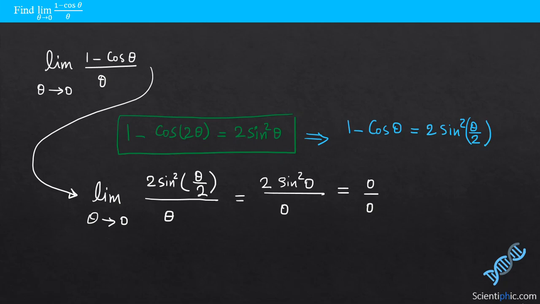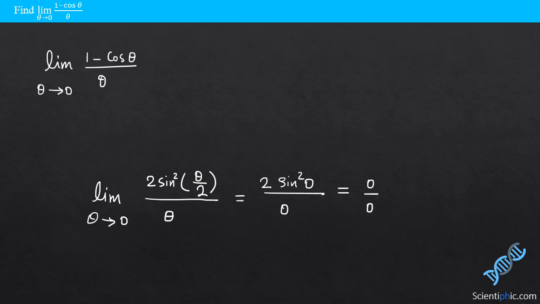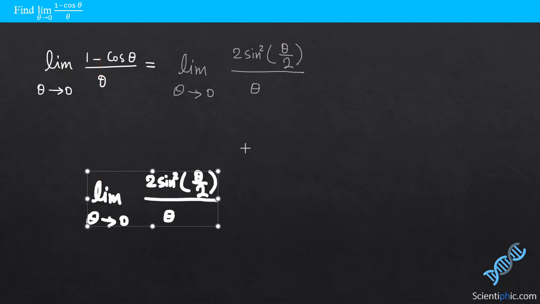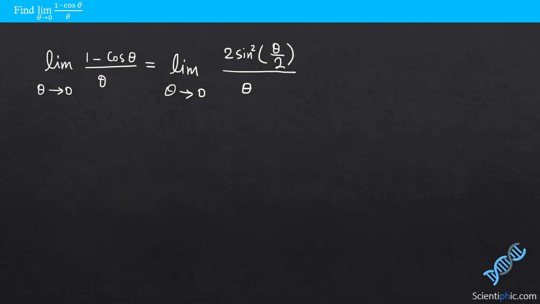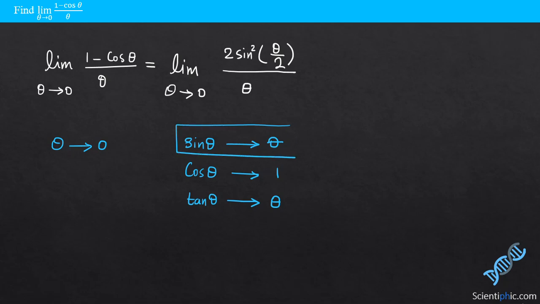So what I'm gonna do next is I'm gonna use the limit equivalency equations. I will write them here now. So when theta goes to 0, sine theta becomes equivalent to theta. Cosine theta becomes equivalent to 1, and tan theta becomes equivalent to theta. I'm gonna use the first one, and using that I'm gonna simplify the expression.